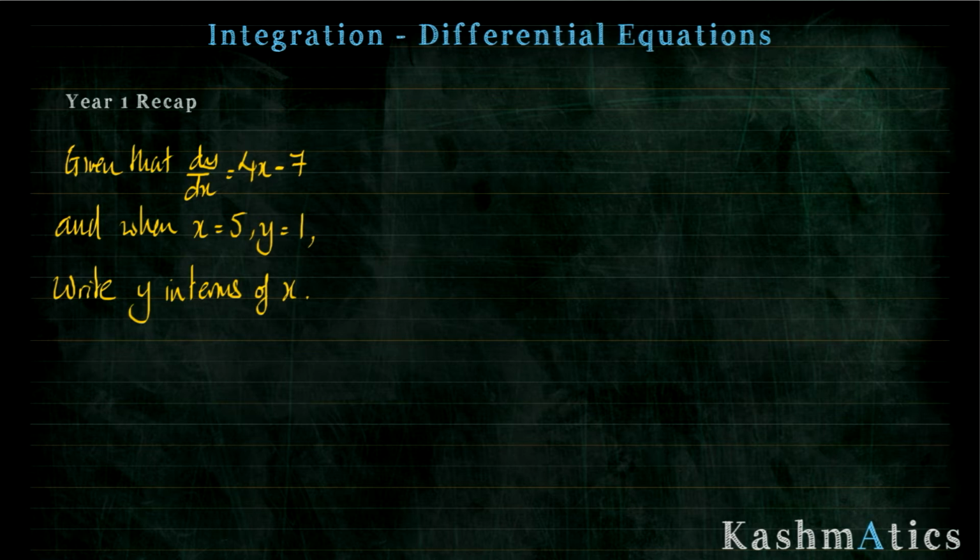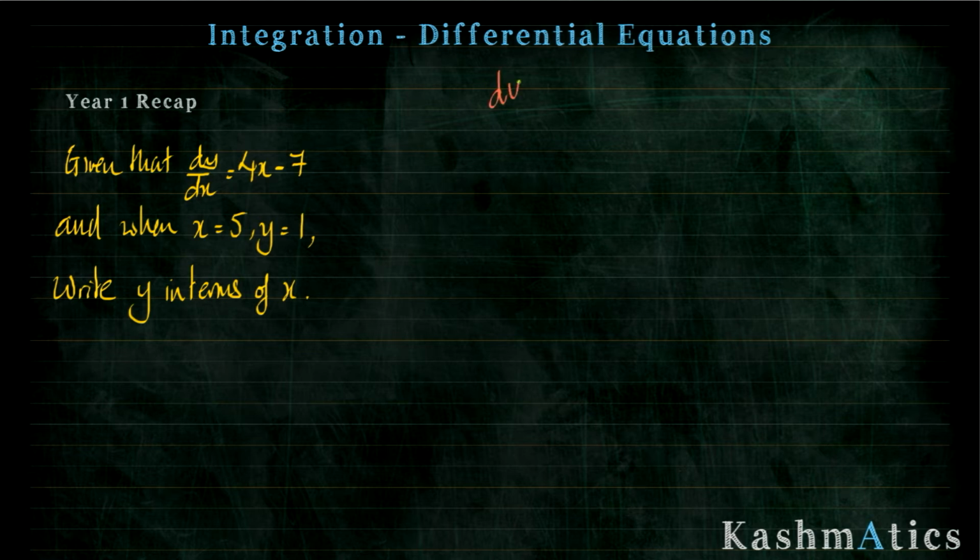Now, before I go through any examples on separating the variables, I'm going to do a question of the type you would have done in year 1. Okay, so we've got dy by dx equals 4x minus 7. And we're told that when x equals 5, y equals 1. And what I'm going to try and do is write down y in terms of x.